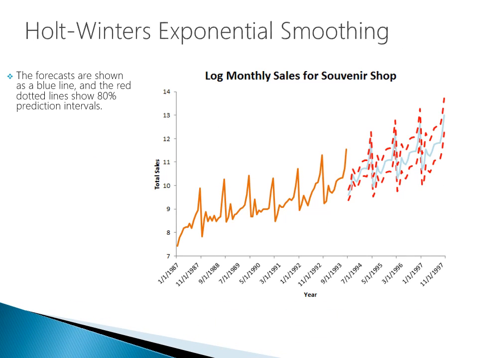The forecasts are shown as a blue line, and the red dotted lines show the 80% prediction intervals. I know it's not the easiest to see in this particular example, but we can see the trending and the seasonality components being picked up by this model. So as we are looking at the data series and as the trend is moving up, we see that the model has actually captured that data rather well.